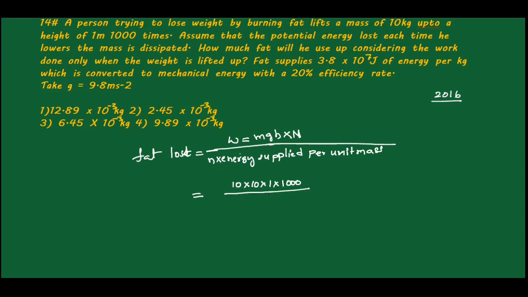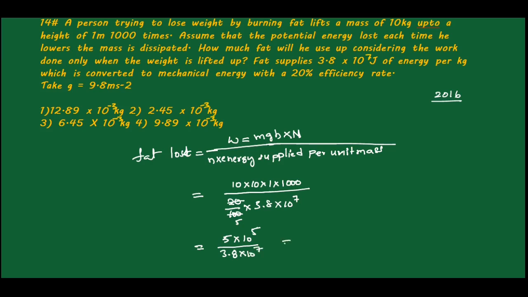What is the efficiency of the machine? It is 20%, so 20 by 100. The energy supplied per unit mass is 3.8 into 10 power 7 joules. Now we have to simplify this. Here 25 is a 100, and the 5 goes to this side; 5 into 10 power 5, five zeros, and divided by 3.8 into 10 power 7.